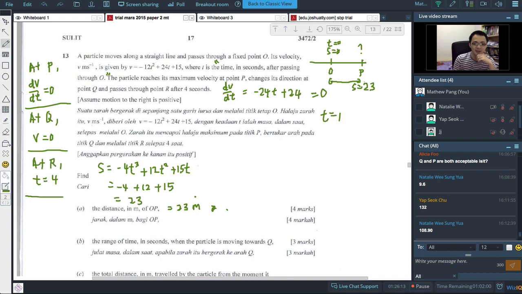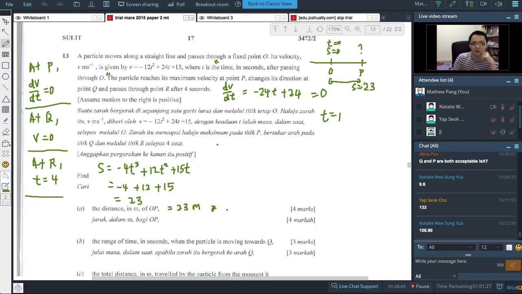Okay, easy. B, find the range of time when the particle moves toward Q. Find the range of time in seconds when the particle is moving to Q. So you know the particle is not changing direction until it reaches Q. So I want to know, at the beginning t equals 0, but then until what time the particle will change direction. It's very easy. Change direction means velocity equals 0, because the particle will need to stop for a while.